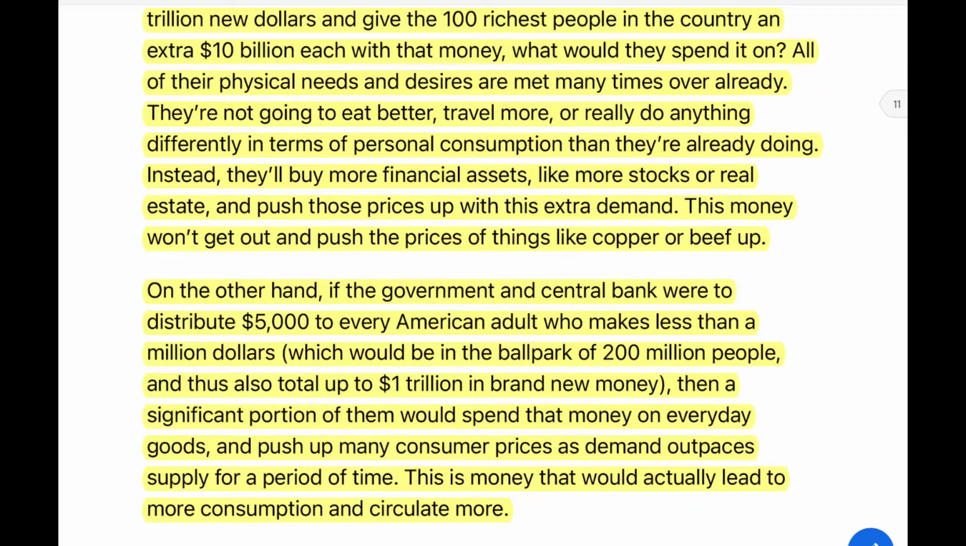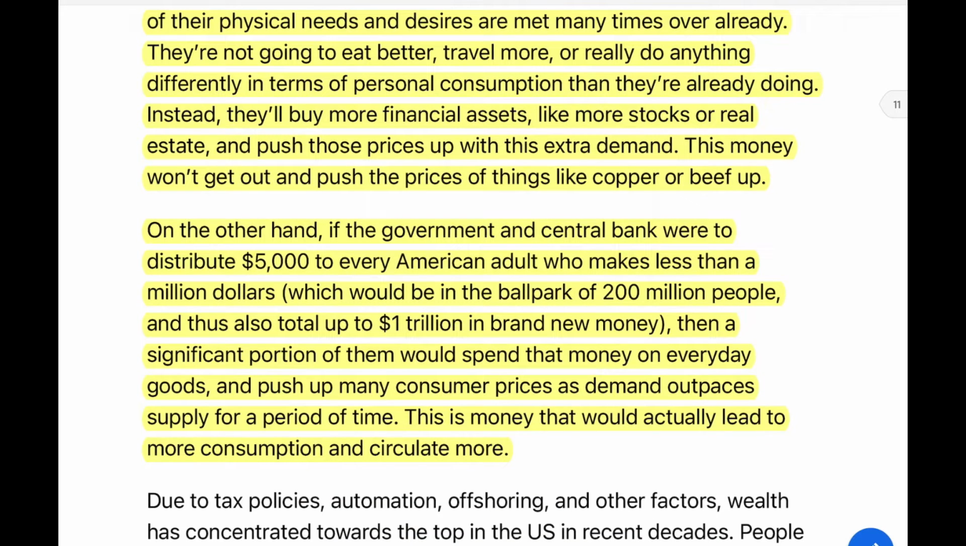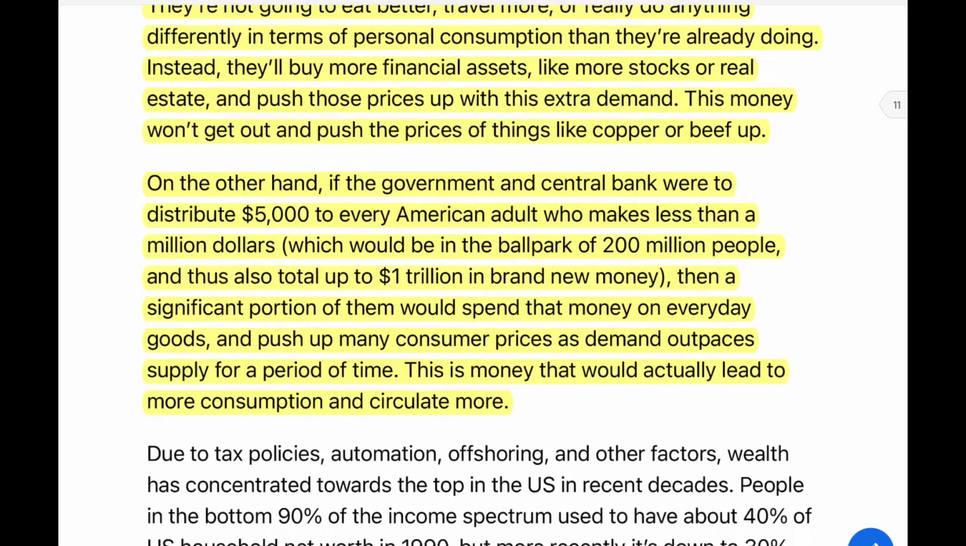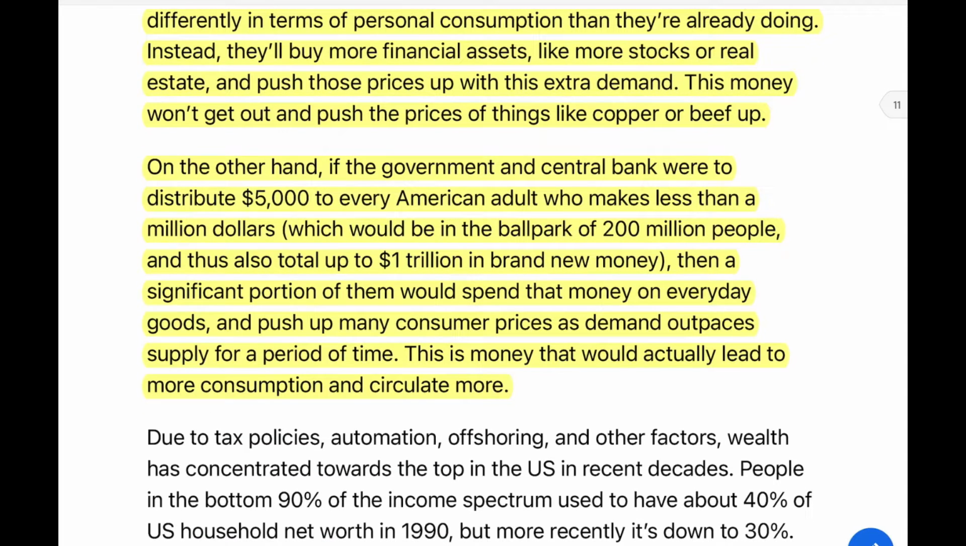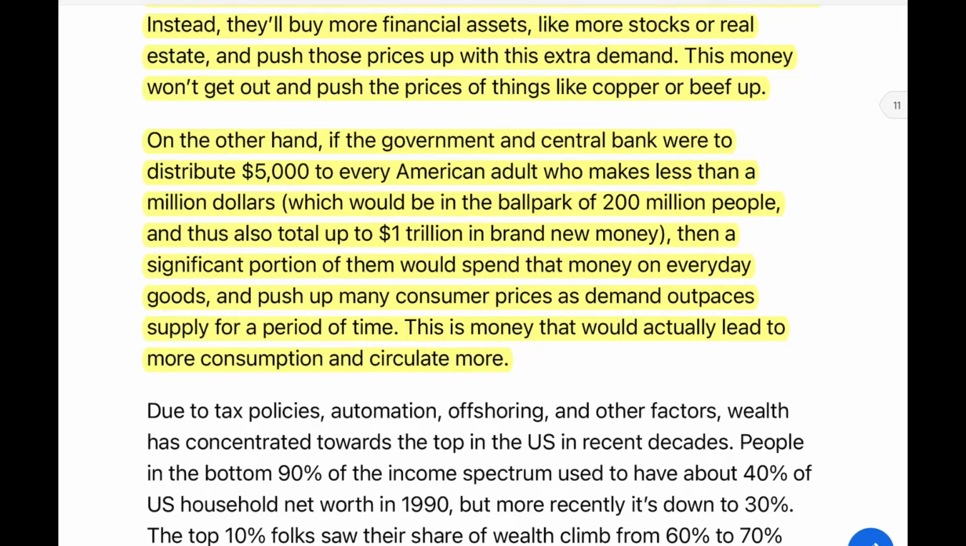All their physical needs and desires are met many times over already. They're not going to eat better, travel more, or really do anything differently in terms of personal consumption. They're already doing that. Instead, they're going to buy more financial assets like more stocks and real estate, and push those prices up with this extra demand. This money won't get out and push the prices of things like copper or beef up.